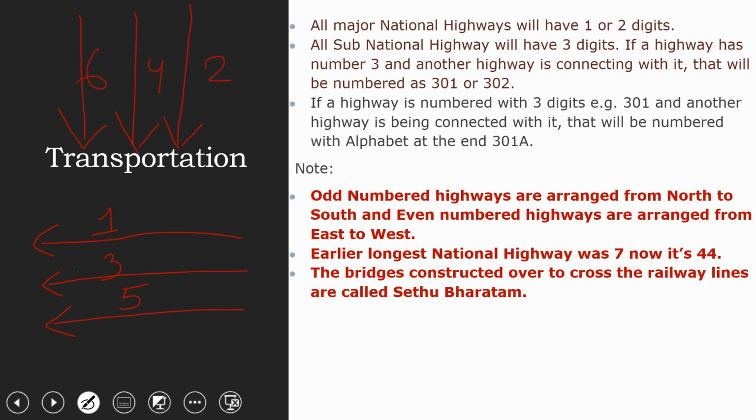Again, if some highway is getting connected to it, like suppose this highway is coming from east to west, it will get an odd number. What will be its number? 201. If another highway is being connected to it, it will get 201A.